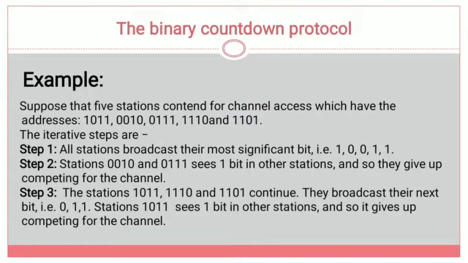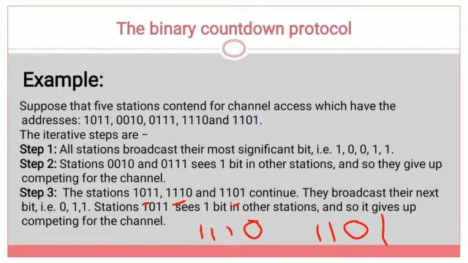So the next bits are 0, 1, 1. By seeing this, 1011 sees a 1 bit in the other stations, so 1011 gives up competing for the channel. Now we have the remaining 2 stations, 1110 and 1101. So now in the race these 2 stations are there.